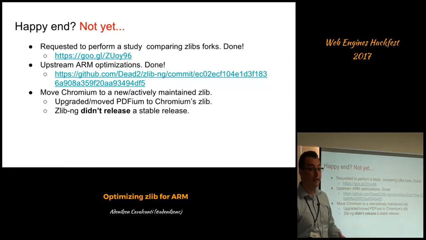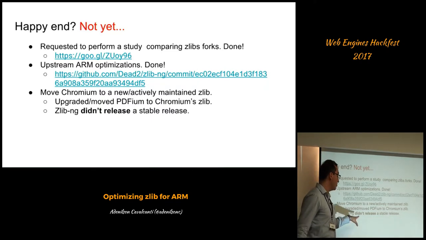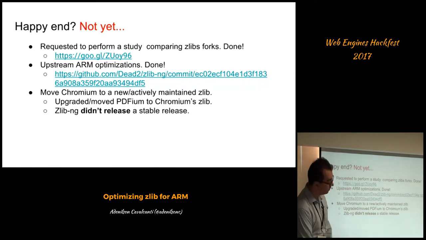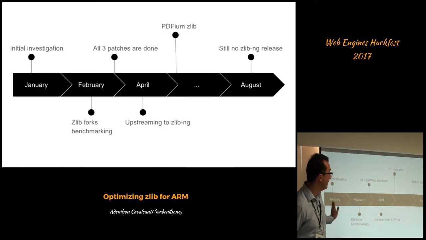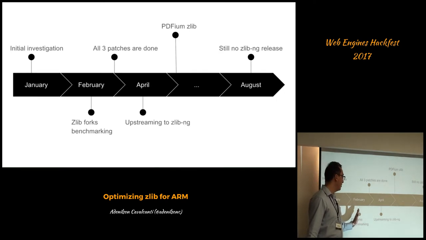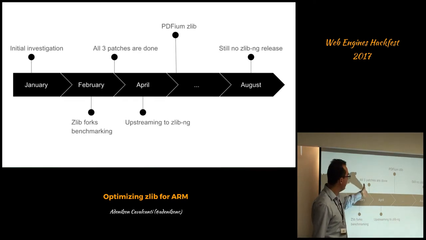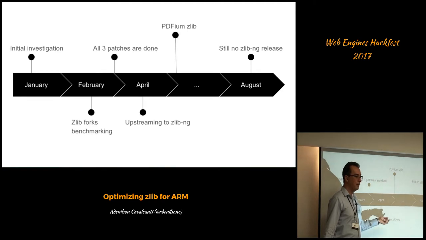But there was a major blocker in the whole plan. Zlib next generation, they never released a stable release. So if you look at the chronology of events, by January, I did the initial study and I implemented Adler32. By February, my teammates joined the effort, so there was implementation for inflate fast and for PNG palette. So by early April, we already had all the 3 paths done. By April, we were able to upstream the patch to zlib next generation.